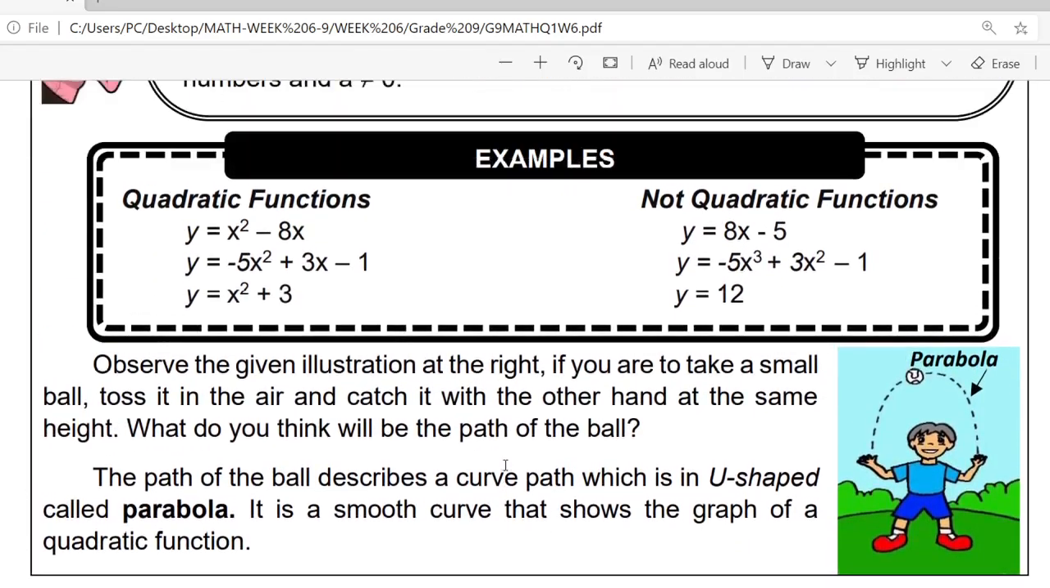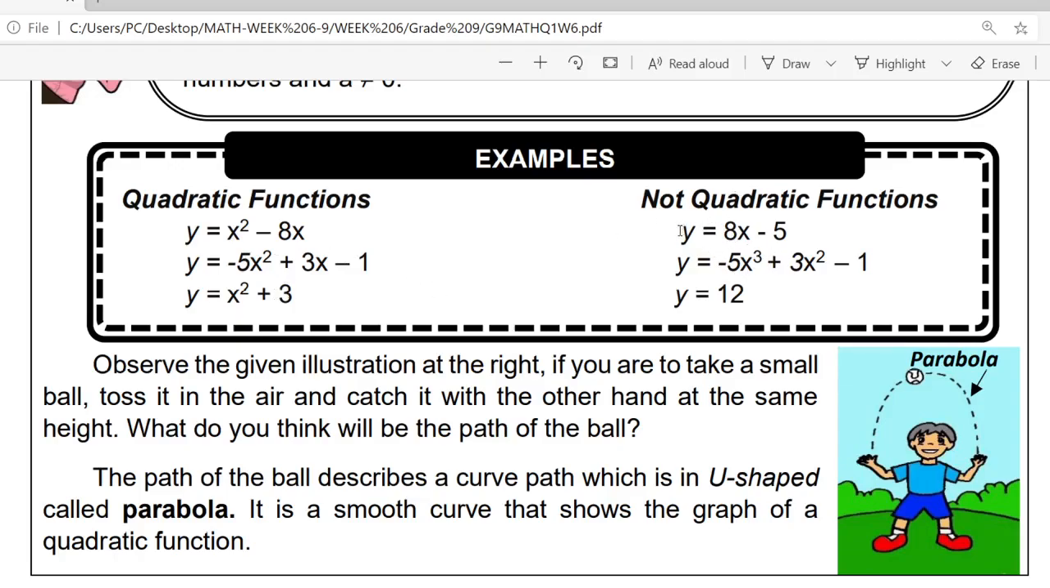Here are examples of quadratic functions and not quadratic functions. As you can see here, a function is in the form of y or f of x. In this case, we have y equals x squared minus 8x. The highest exponent here is 2. The same goes for example 2, y equals negative 5x squared plus 3x minus 1. The highest exponent again is 2. Here, y equals x squared plus 3, and the highest exponent there is 2. That's why it is called a quadratic function.